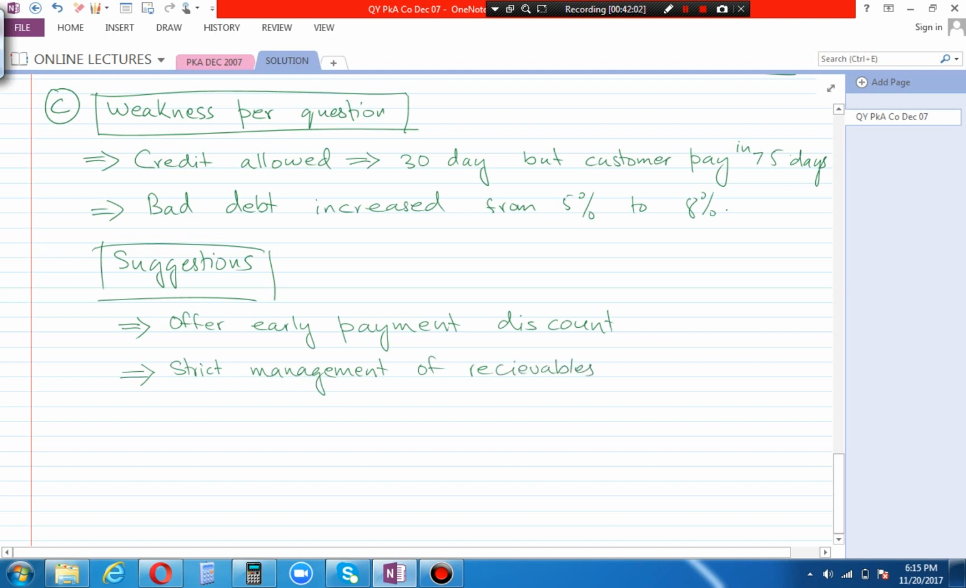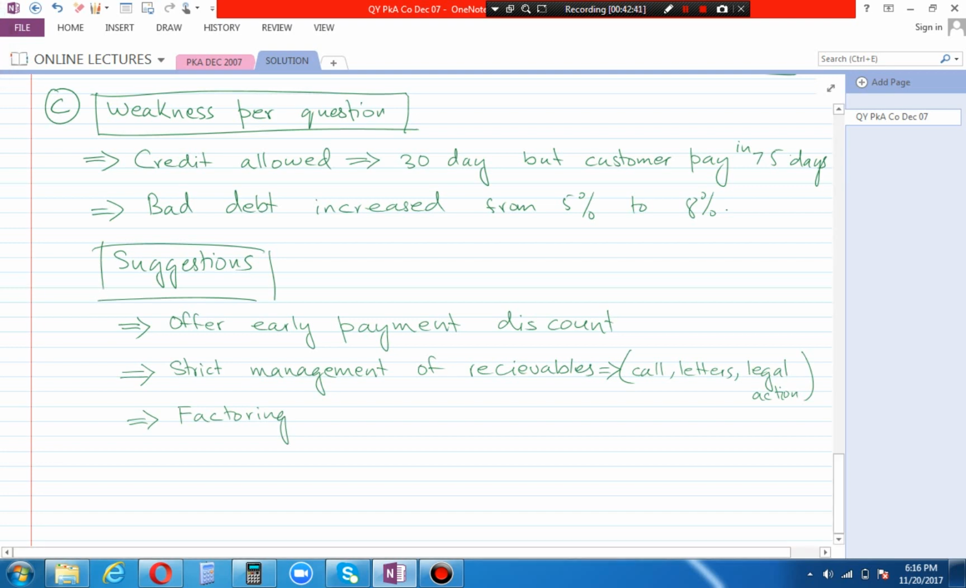What do you mean by strict management of receivables? For example, if the customer doesn't pay on time, you start calling them, you start sending letters to them. For example, you can take legal action. Right? Obviously, you don't take legal action normally for a smaller amount. What can be the other suggestion? Maybe you should take the facility of factoring, for example. You should take help from a factor.